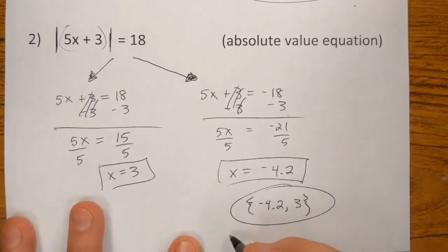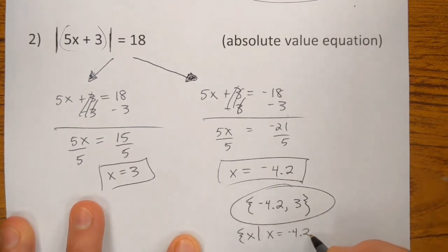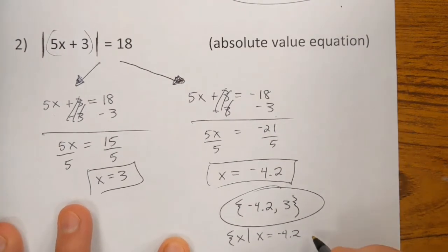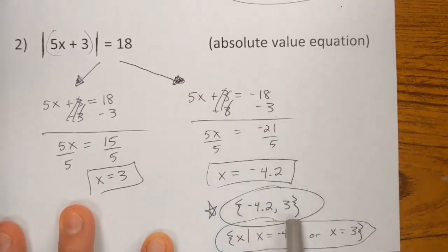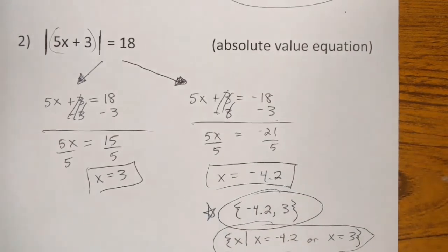This is my solution set. Now, just to let you know, you could write this using set builder notation, all values of x such that x equals negative 4.2 or x equals 3. In this case, I think that this is acceptable, but it just looks kind of clunky. I think it's just much simpler to write your solution set in this way.